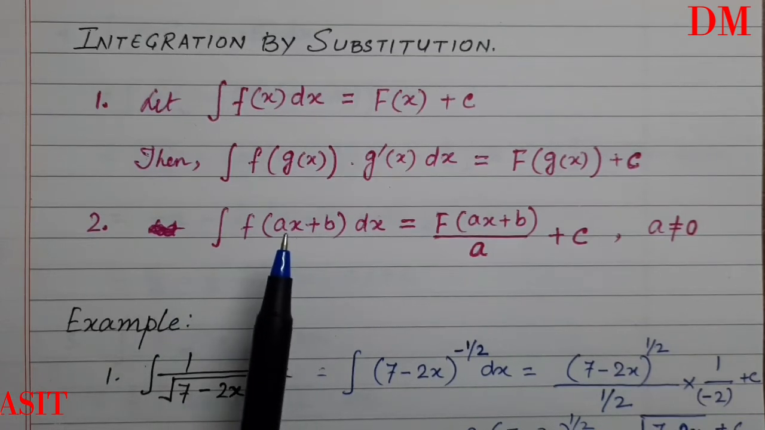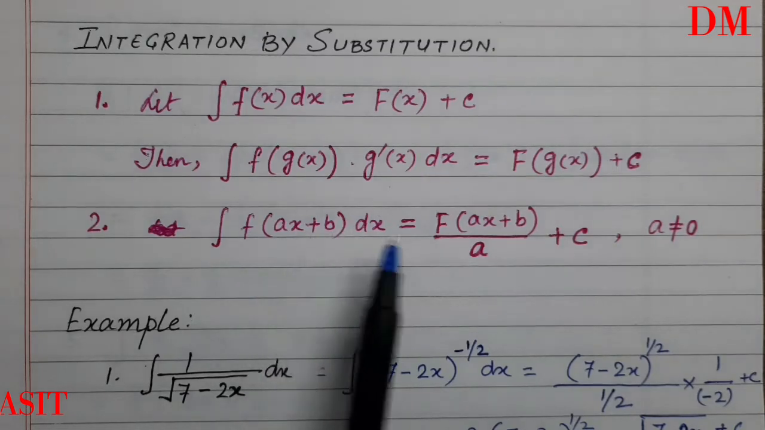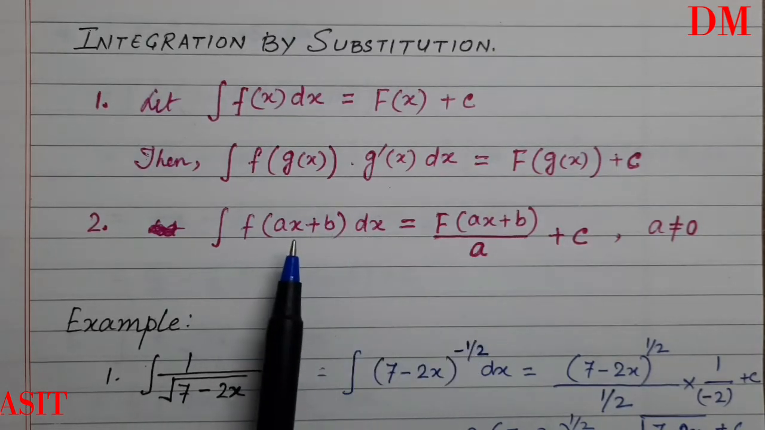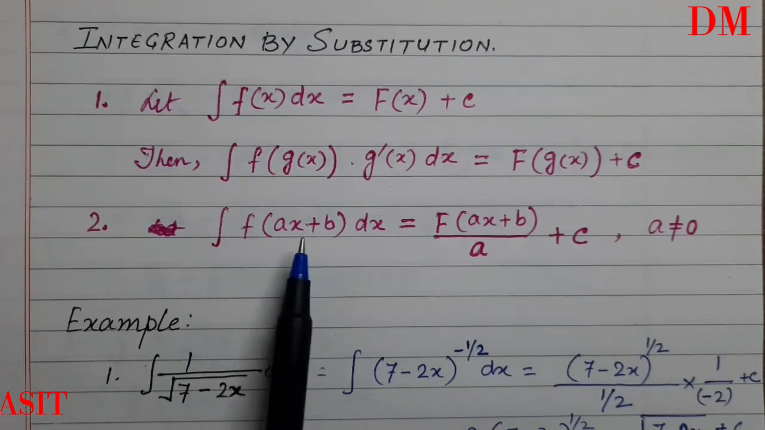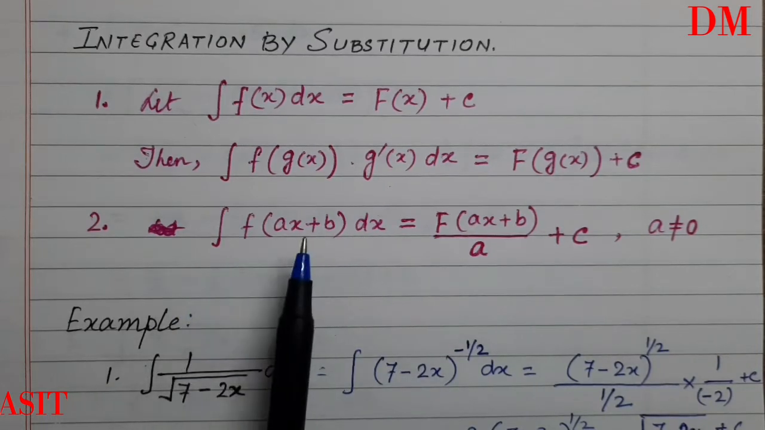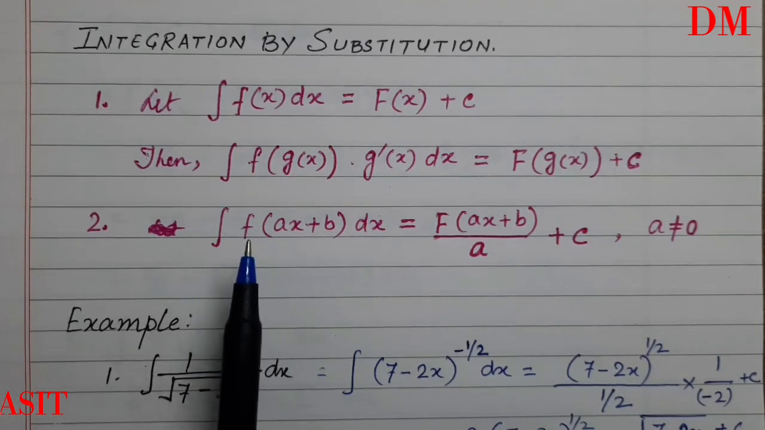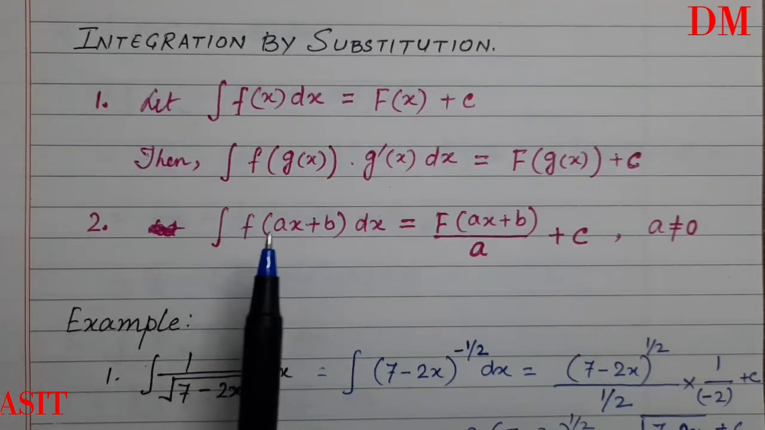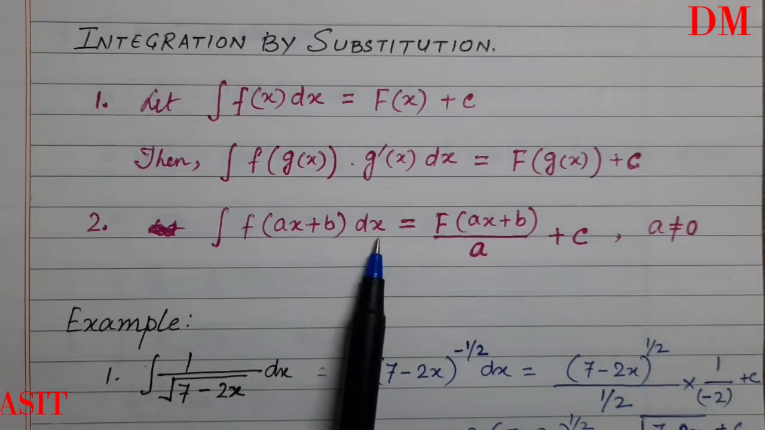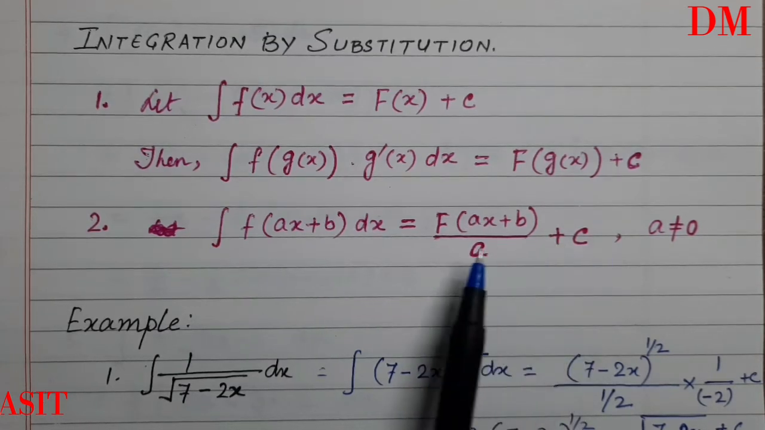Now this is possible for a linear expression. Since ax plus b is a linear expression, it is possible. If it is any other expression like quadratic or a polynomial of more than 1 degree, then we cannot apply the same result here. So it is applicable only for linear expressions, not for more than that. Let me repeat the statement: integration of f(ax plus b) with respect to the variable x is capital F(ax plus b) by a plus c. So here we need to divide by the coefficient of x, whatever the coefficient of x will be.